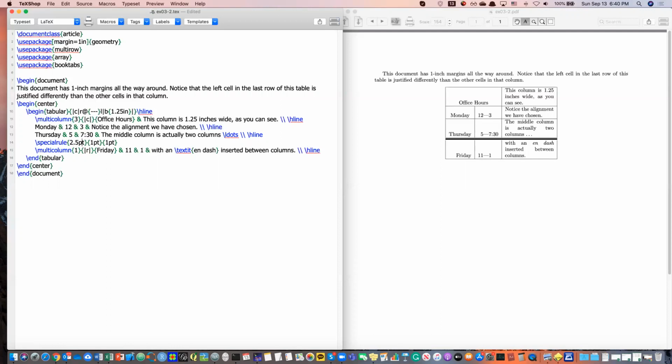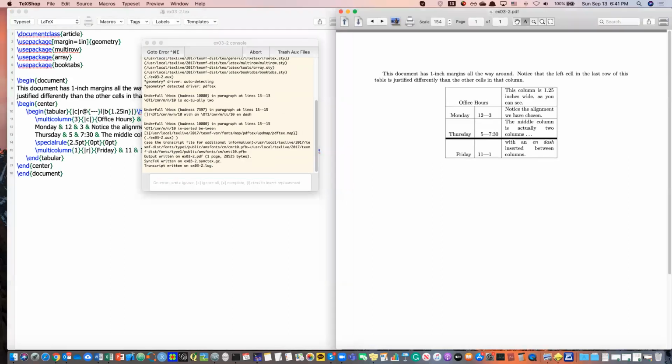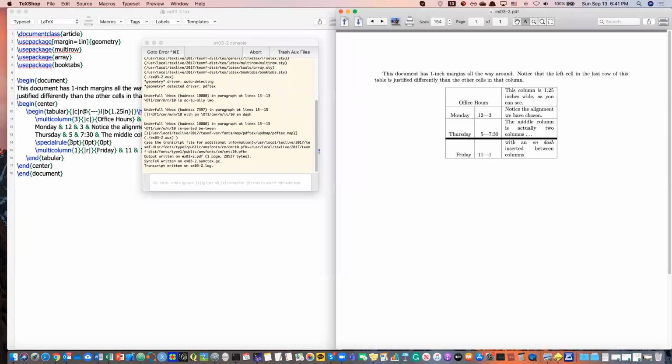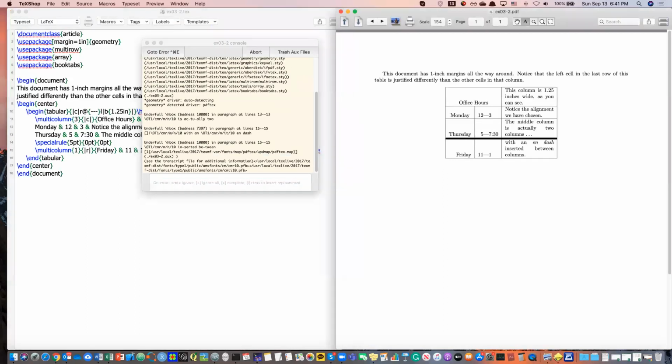Actually, there are three options in that command. 2.5 is the thickness of the line, the first 1 point is the gap between the upper row and the thick line, and the last one, 1 point, is the gap between the thick line and the next row. So we'll just plug in 0 point and 0 point. By putting this, we'll get no gap between the thick line and the rows, right? So now, using this, you can adjust the thickness of the horizontal line.